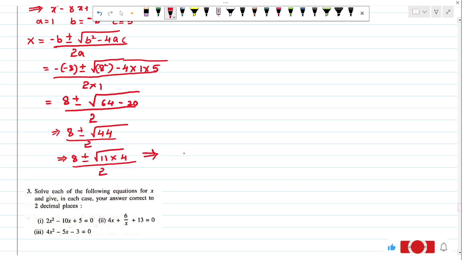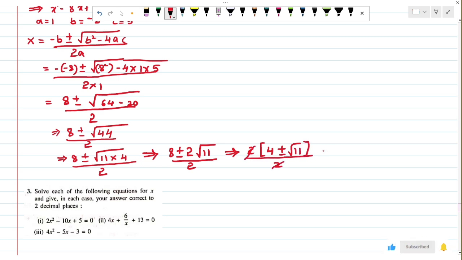So I'll get 8 plus or minus, root 4 is nothing but 2, into root 11, as it is, divided by 2. So if I take 2 as common, the leftover terms are 4 plus or minus root 11, divided by 2. So this 2 and this 2 will get cancelled. The leftover terms I'll write here as 4 plus or minus root 11.